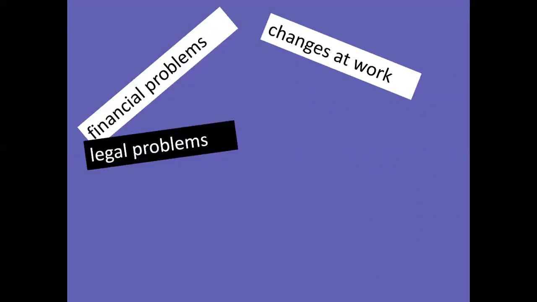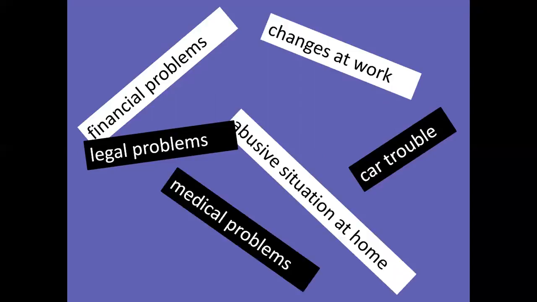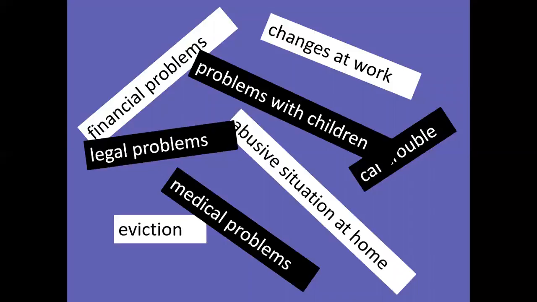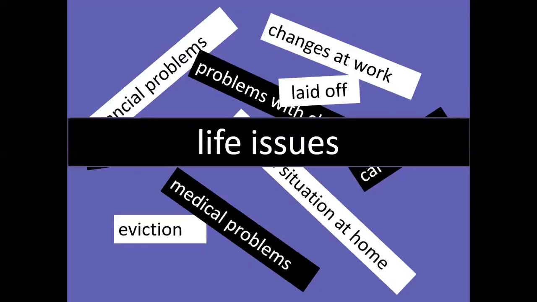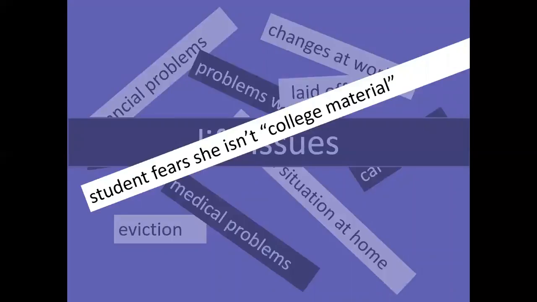The students had financial problems, legal problems, changes at work, car trouble, abusive situations. Their kids got sick, they got evicted, they lost their jobs, they got laid off. All the kinds of things that we summed up as life issues. But then there was a second group of things they told us about. This is the most important one, the one we hear most frequently.